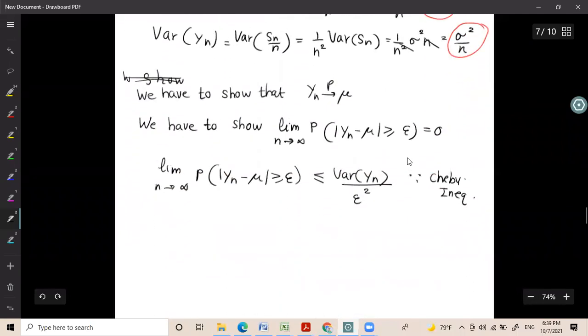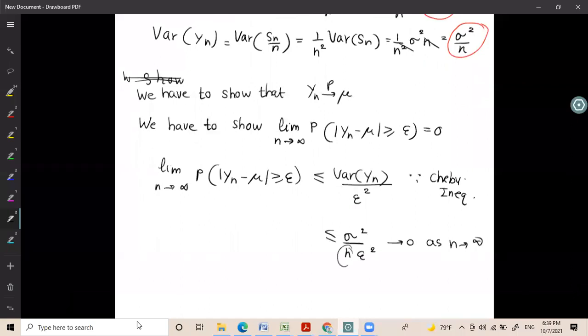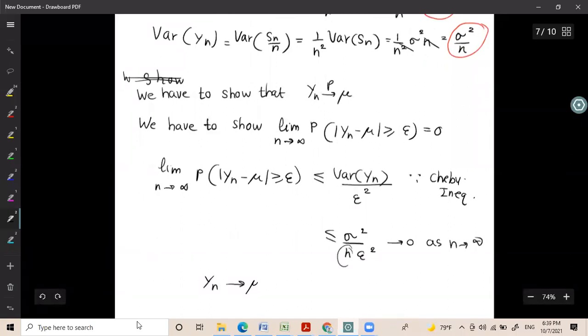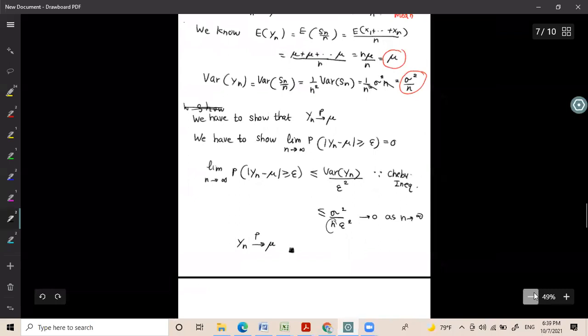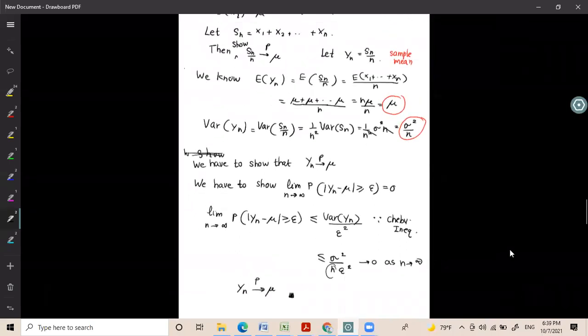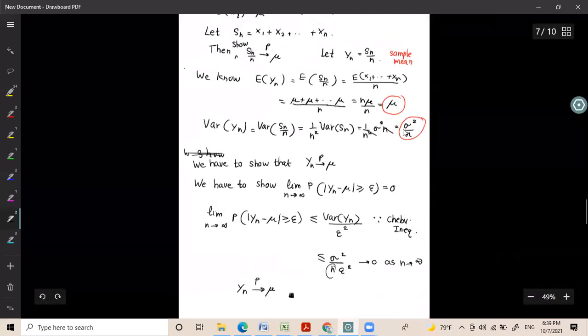So you know that the variance of Yn is sigma square over n, and you have this epsilon square. It is very clear that this goes to 0 as n goes to infinity, because n is in the denominator. So what does that mean? Yn goes to mu in probability. This question is not that hard. The only thing is finding this variance of Yn using the given information.